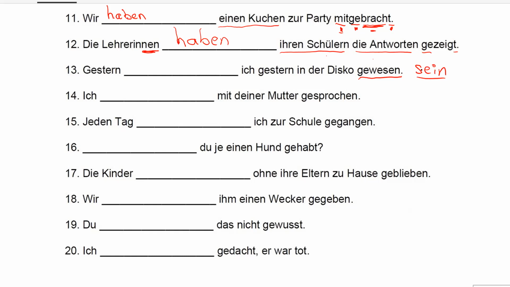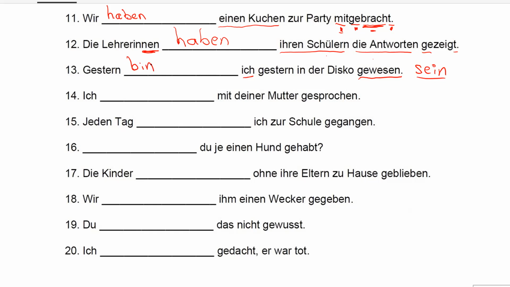But the verb sein is an intransitive verb, and so we use here a form of sein to go with our form of sein, and we need here the ich form, because if ich is in the sentence, it must be the subject, so we have to use here ich bin. Ich bin gestern in der Disco gewesen.